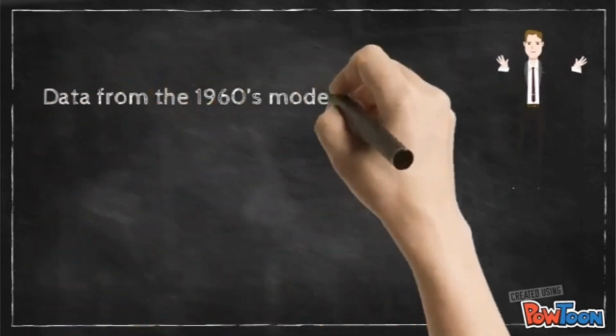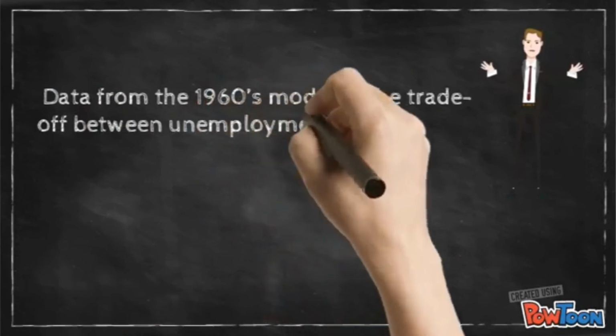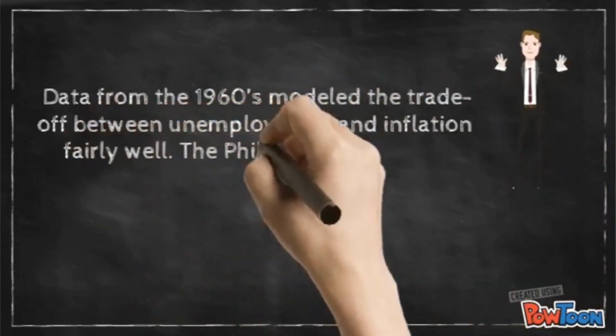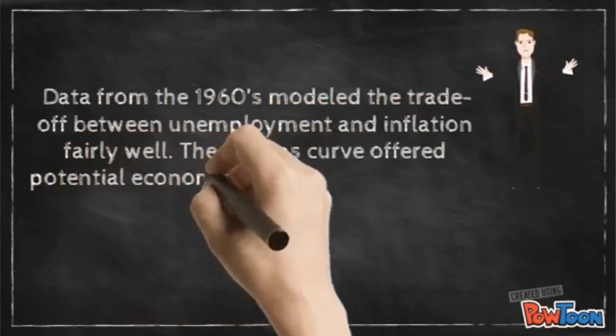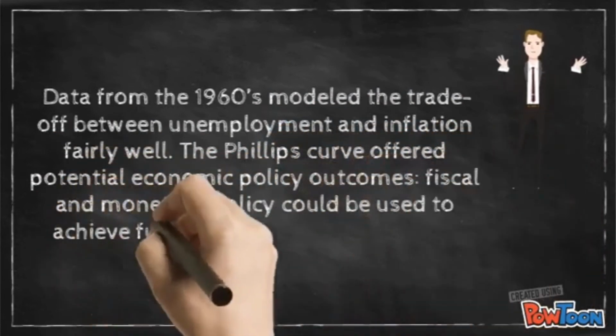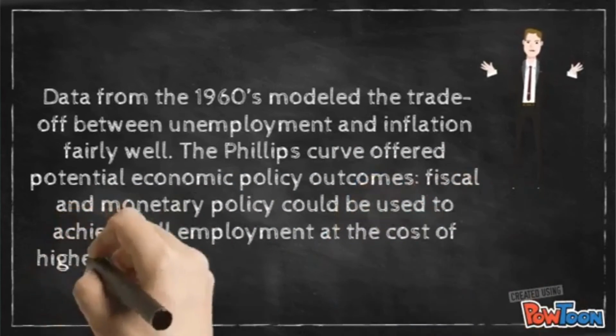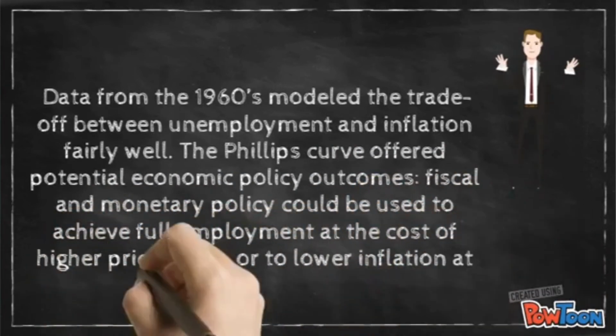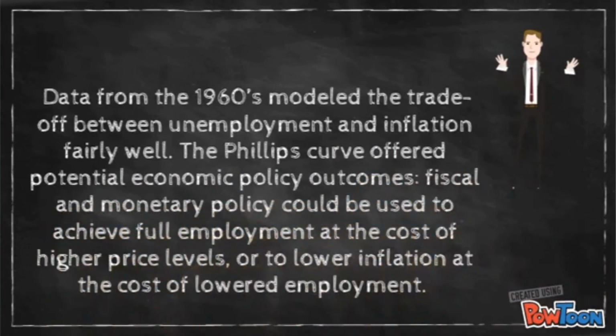Data from the 1960s modeled the trade-off between unemployment and inflation fairly well. The Phillips curve offered potential economic policy outcomes. Fiscal and monetary policy could be used to achieve full employment at the cost of higher price levels, or to lower inflation at the cost of lowered employment.